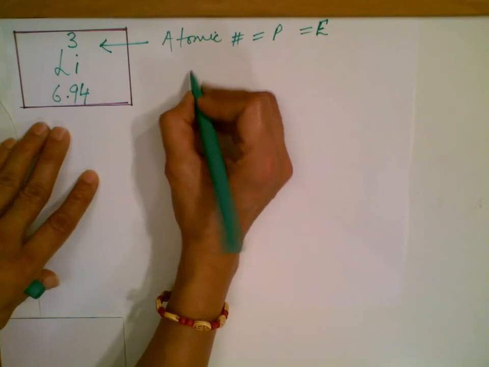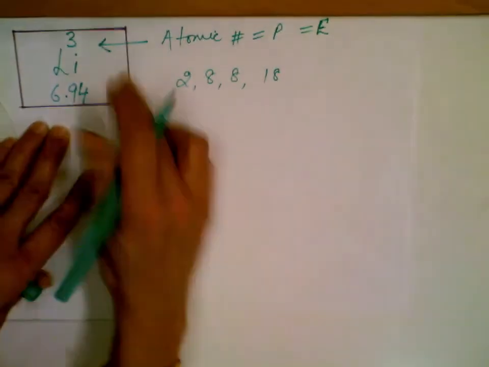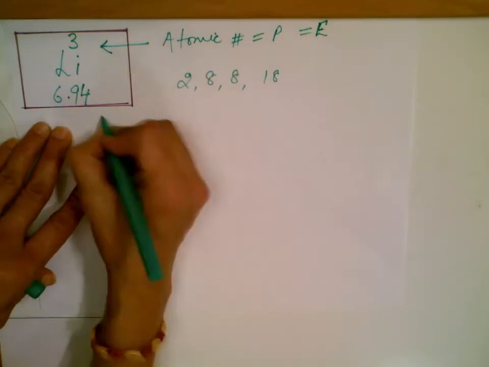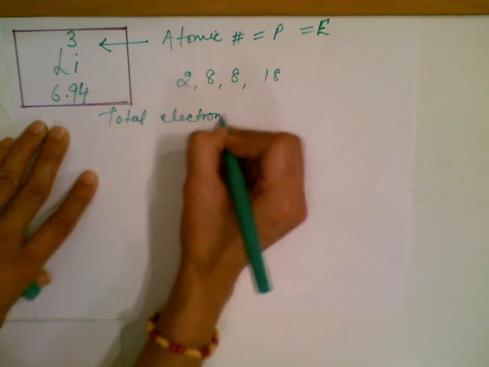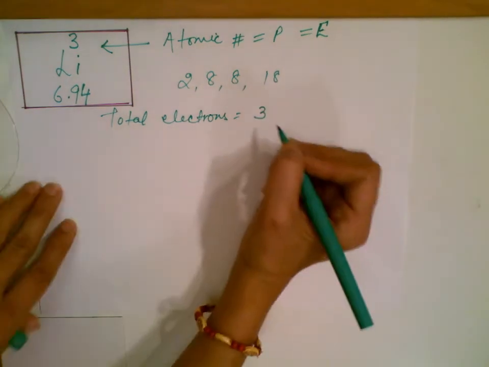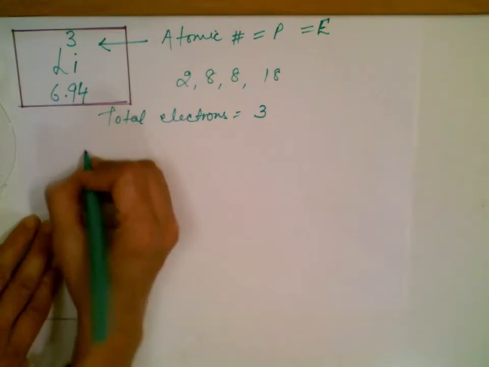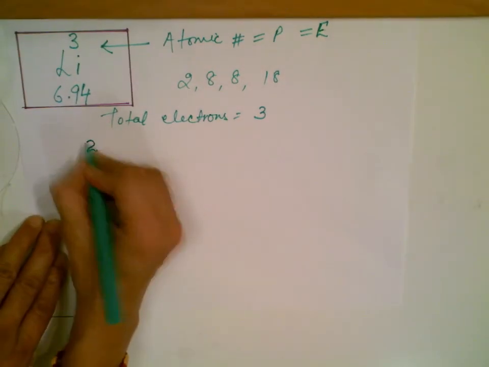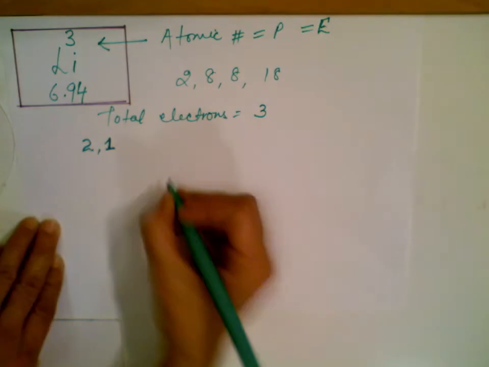Again, go back to the rule. The rule is 2, 8, 8, 18. How many total electrons do we have here? For lithium, the total electrons we have is only 3. We have to distribute these electrons now. So 2 in the K shell, leftover goes to the next one. So it's just 2 and 1.